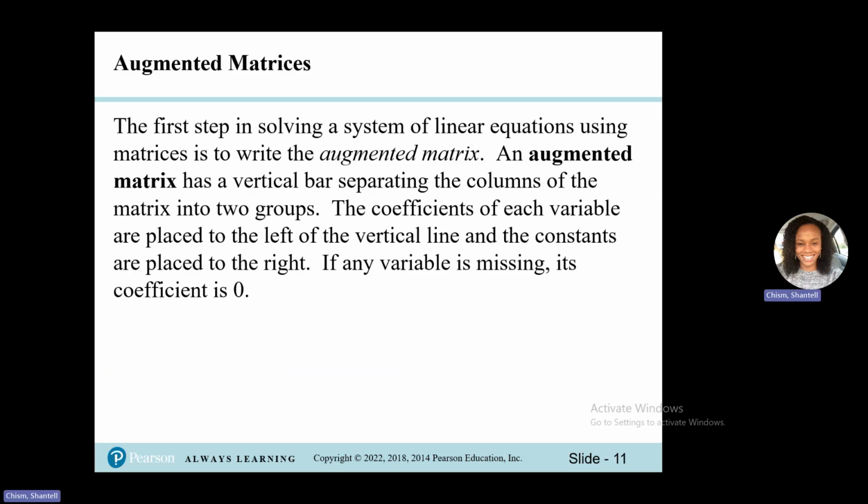The first step in solving a system of linear equations when we're using matrices is to write the augmented matrix. An augmented matrix has a vertical bar that separates the columns of the matrix into two groups. The coefficients of each variable are placed to the left of the vertical bar, and the constants are placed to the right. You can almost think of the vertical bar as acting as your equal sign. Any variable that is missing would have a coefficient of 0.